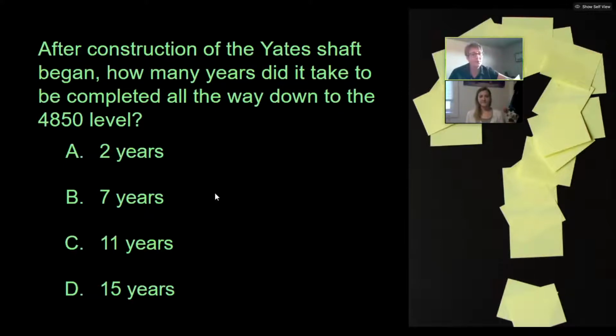Chantel, what's our number of years? It took them 15 years to complete it. Yeah, 15 years. That's a long time. It makes me wonder if they could have used parts of it before it was completely finished. I'm guessing not. And I know there were other shafts as well. As a matter of fact, the Ross shaft was completed before the Yates shaft was, so they were already using that one. And there was another shaft called the Ellison shaft as well.